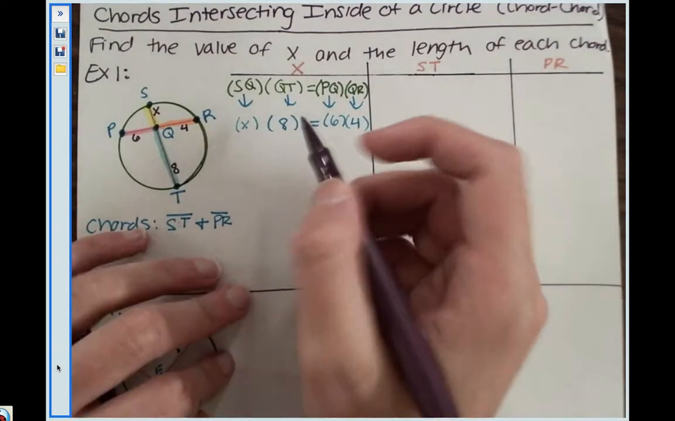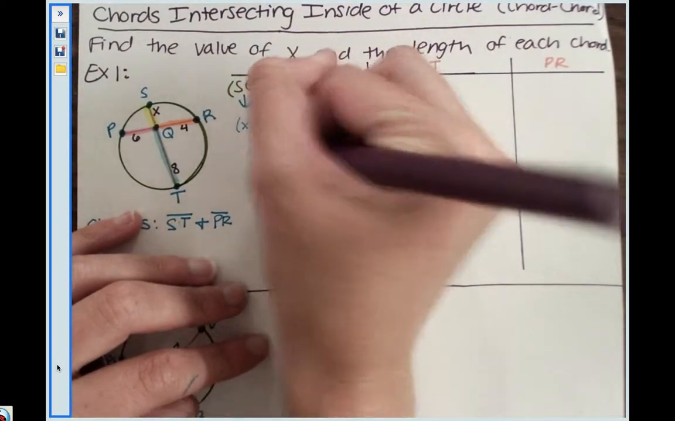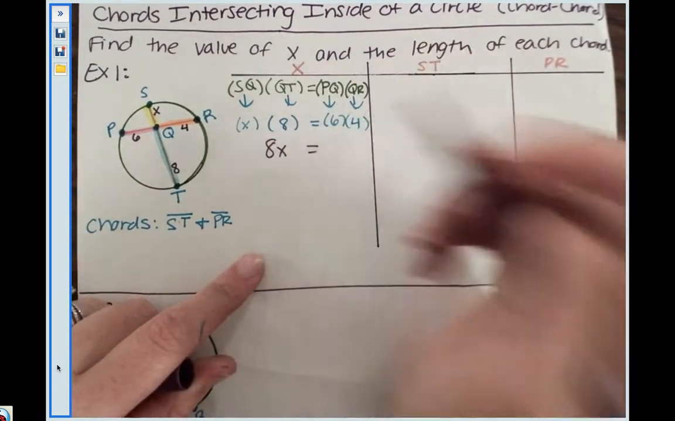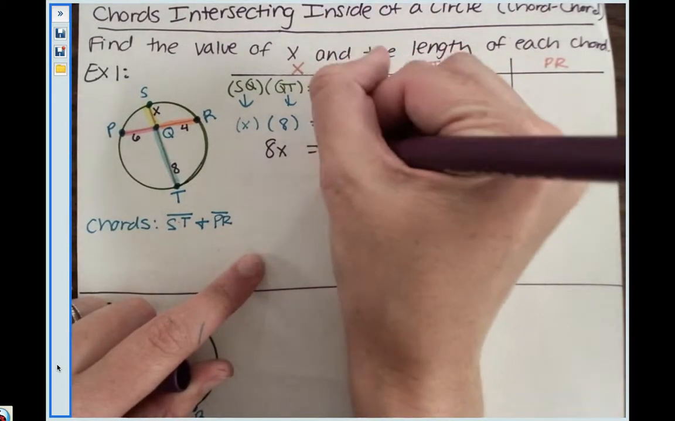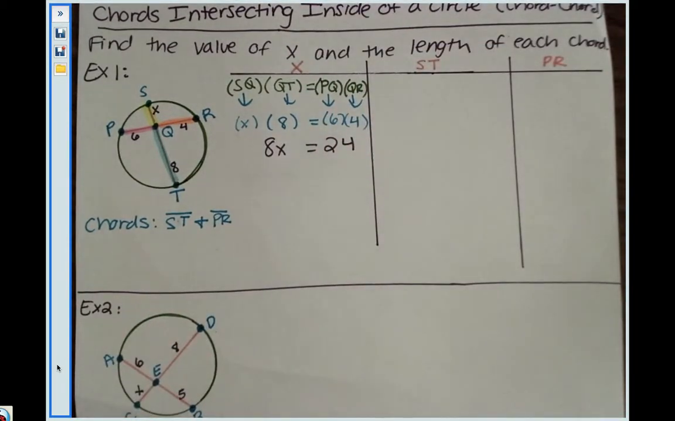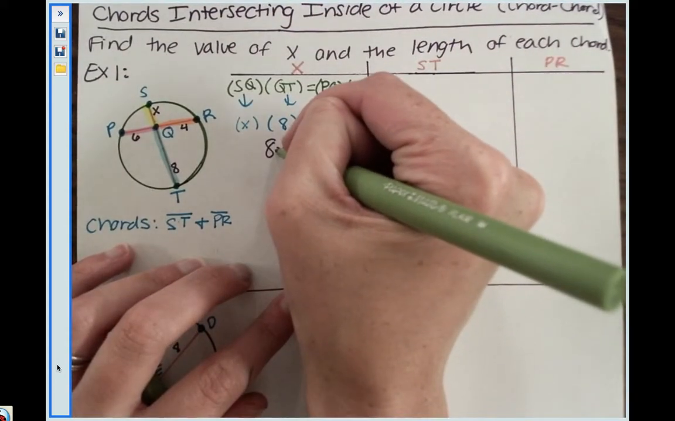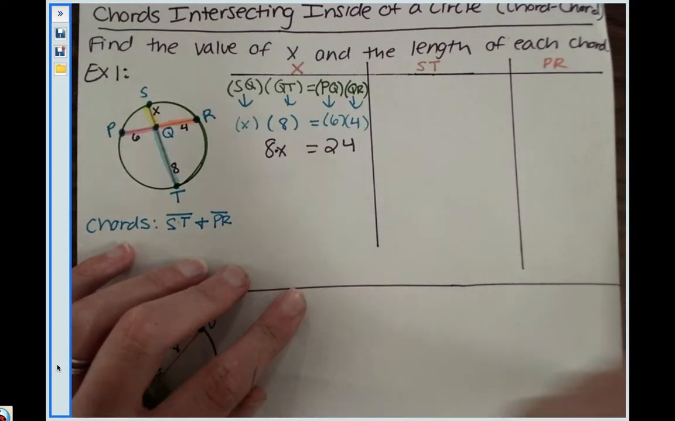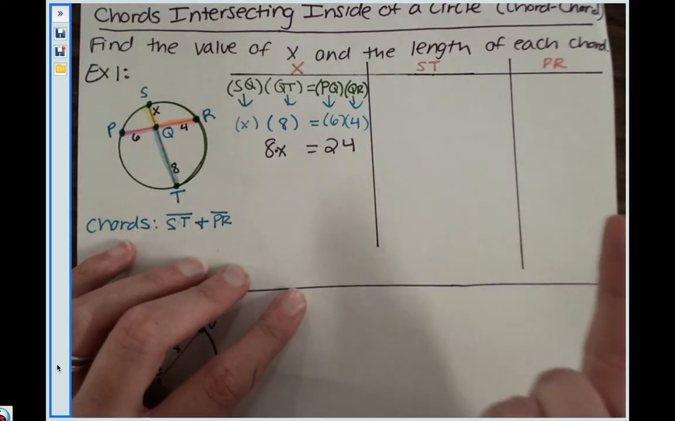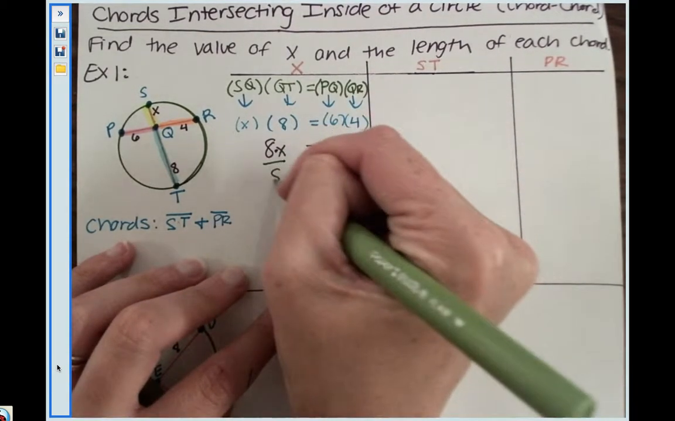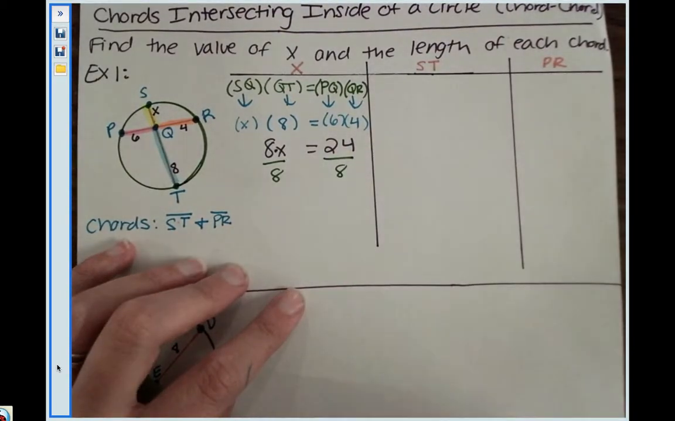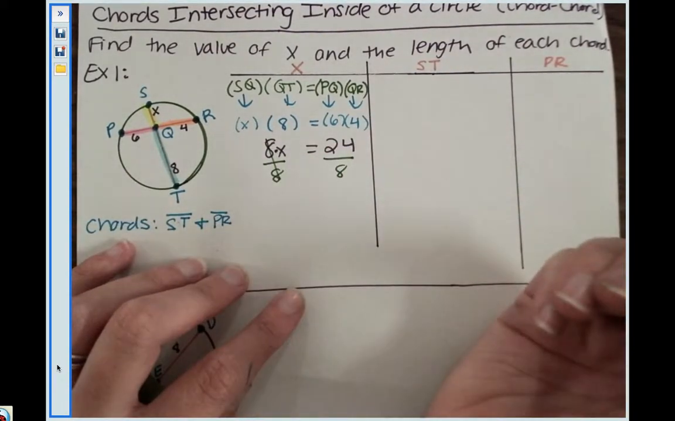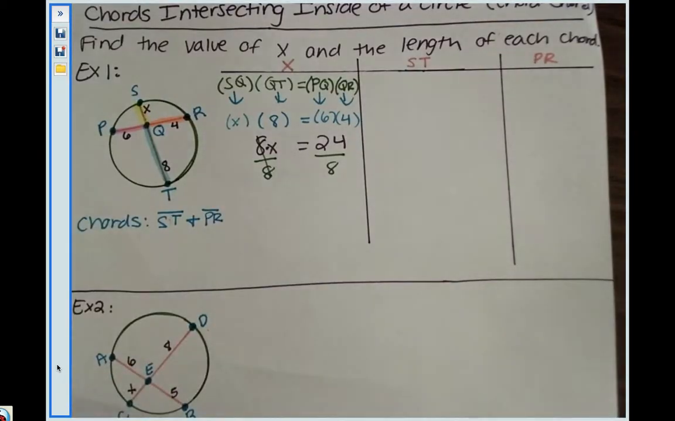So X times 8, that will be 8X. And that will equal 6 times 4, which is 24. All right, let's solve this for X. So the 8 and the X are multiplying each other. How do I move 8 to the other side? I divide both sides by 8. 8 divided by 8 cancels and turns to 1. 24 divided by 8 will give me a 3. So X will equal 3.